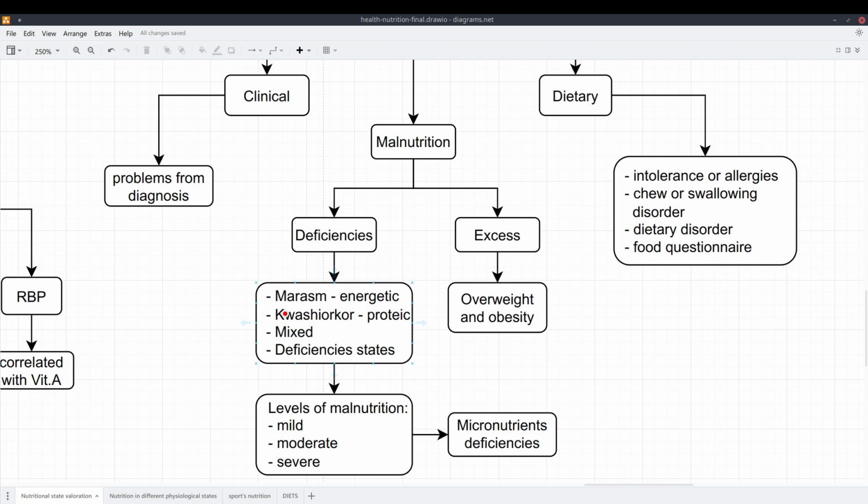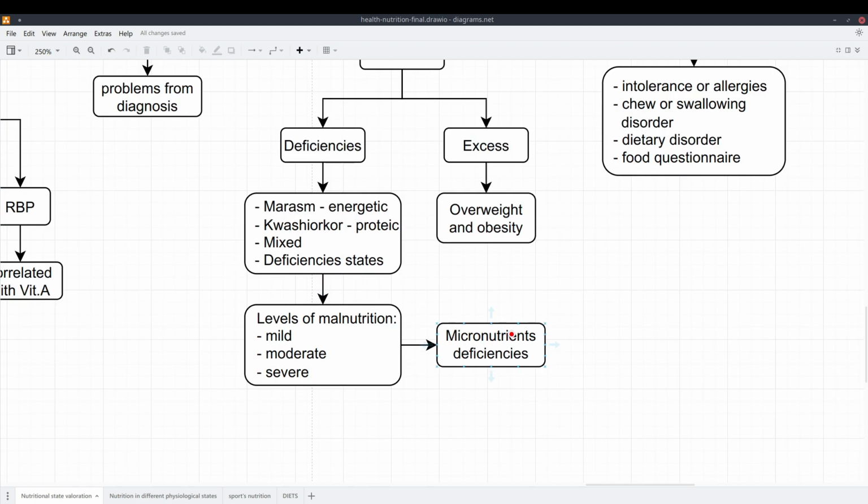There is also the mixed one, which is marasmus and kwashiorkor, so energetic and proteic deficiencies, and also deficiency states in which there are micronutrient deficiencies. For example, you follow a balanced diet, but you have a deficiency in, let's say, vitamin D. That's a deficiency state. Micronutrient deficiencies are the most common ones in our society. And there are, of course, levels of malnutrition: mild, moderate, and severe.